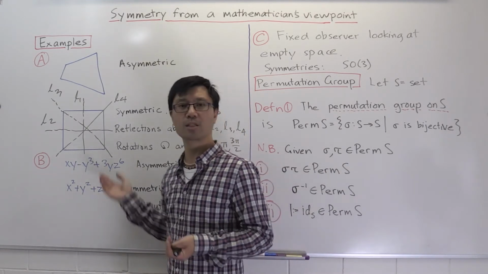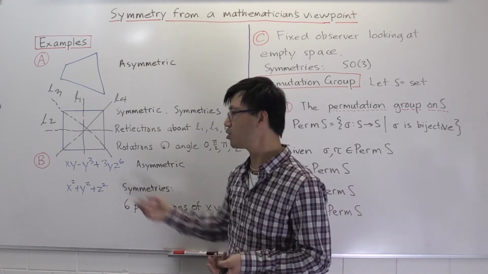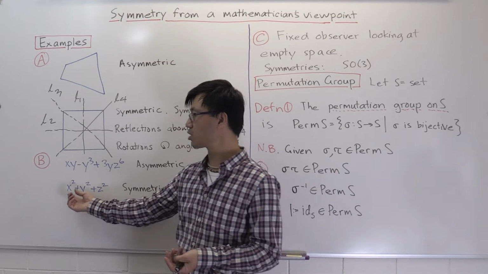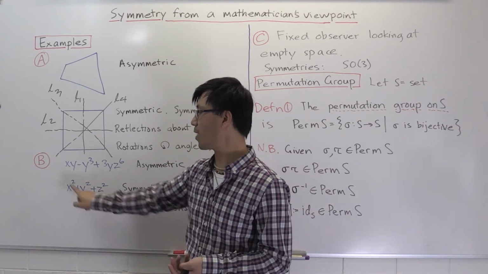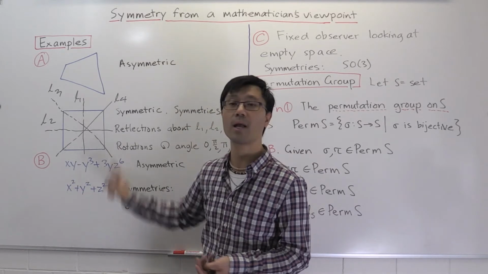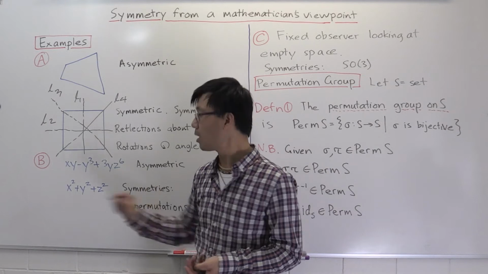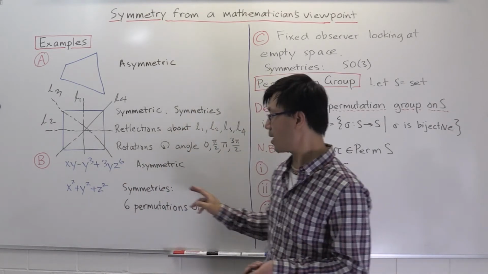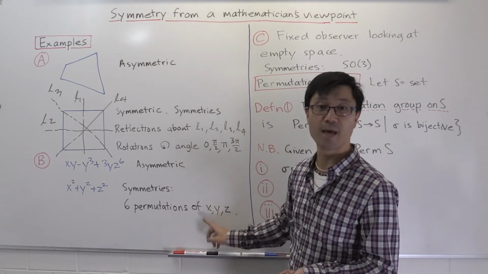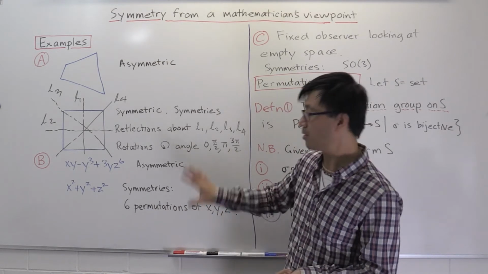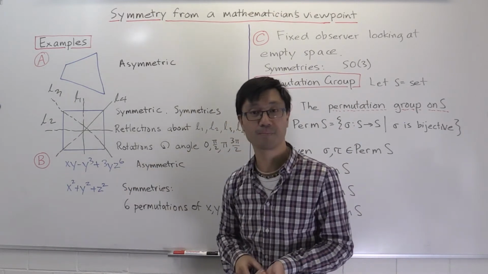Okay, so how can we express that symmetry in a mathematically sound way? Well, one thing you can do is you can swap the variables around. Like you can swap x and y. If you replace the x with y and y with x, you get y squared plus x squared plus z squared, but as a polynomial, it's the same as this polynomial here. So one way to express the symmetries is to look at the 6 ways of permuting these 3 variables x, y, and z. And that's how we express the symmetries of this polynomial here.